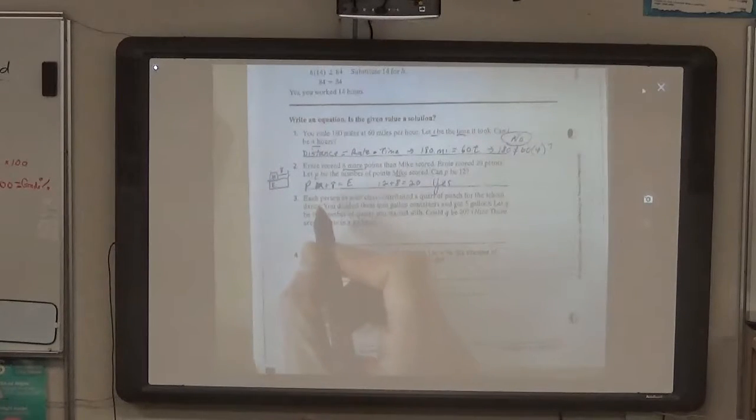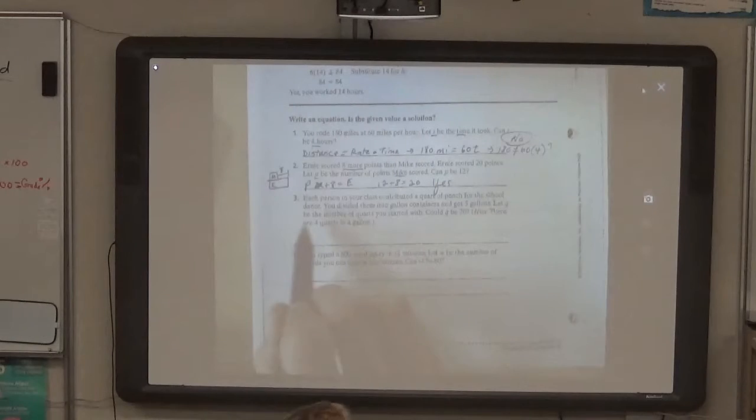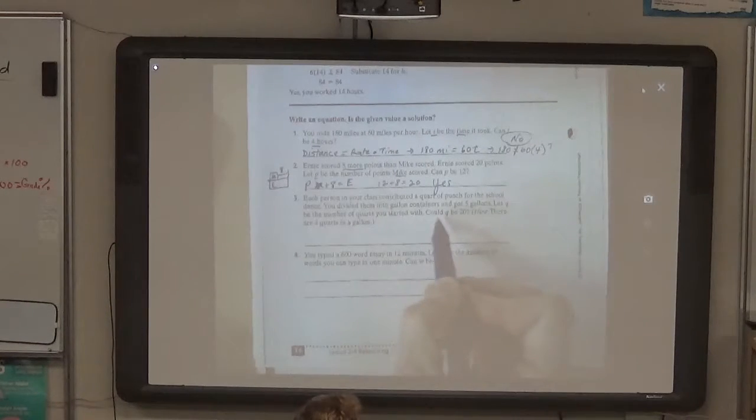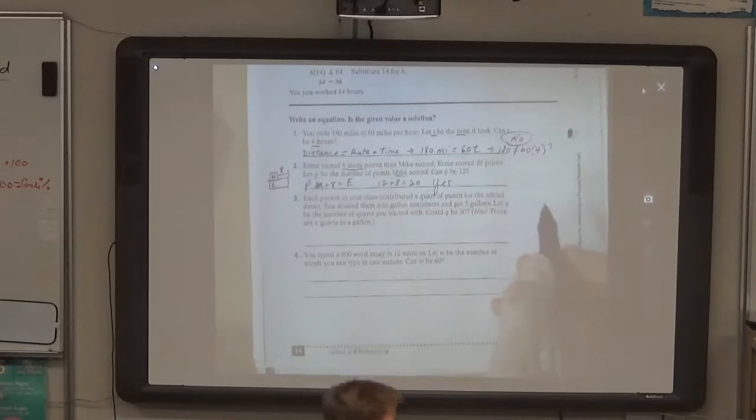Number 3. Each person in your class contributed a quart of punch for the school dance. You divided them into gallon containers and got 5 gallons. Let Q be the number of quarts you started with. Could Q be 20? How many quarts are there in a gallon? 4 quarts in a gallon?